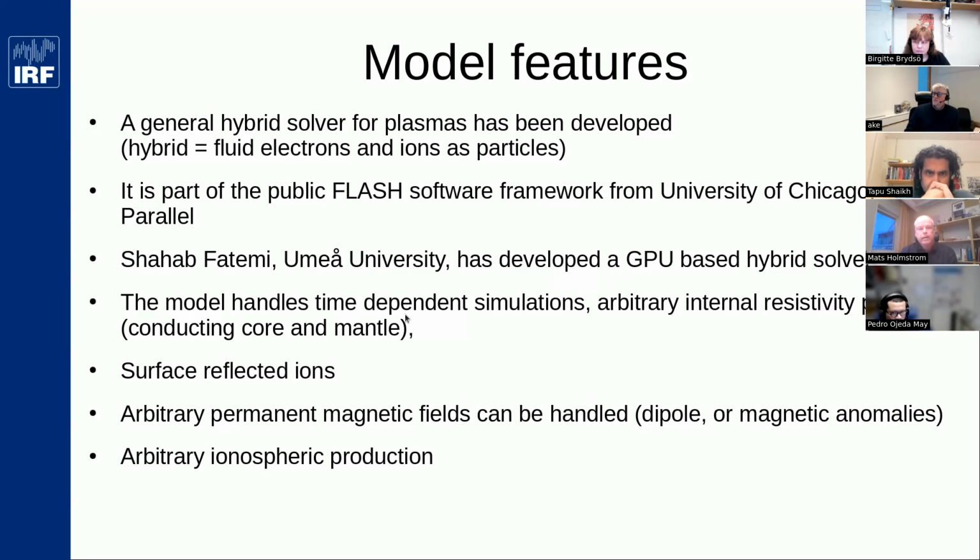And we can do time-dependent simulations. We can have different resistivities and a lot of features of the ionosphere and so on to model different planets. So we have, for example, modeled how the Moon interacts with the solar wind, Mars, Venus, even Earth, Mercury, comets. So a lot of different objects, but at the moment it's mostly Mars that we are interested in.